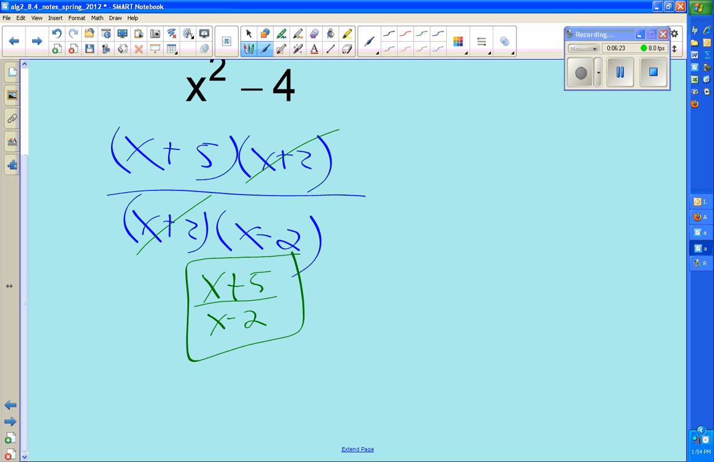I just told you a few minutes ago, don't cross cancel like this. The only way, if this was multiplication, 5 times x and negative 2 times x, then you can cancel the x's. But on this one, no way. What about parentheses? x plus 5. Yeah, you have to leave them.